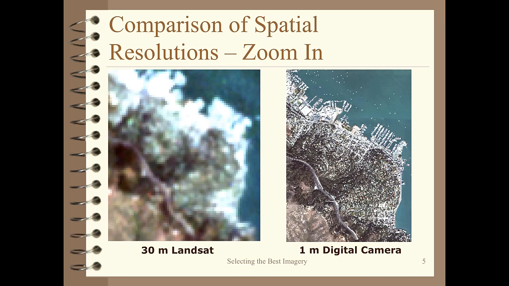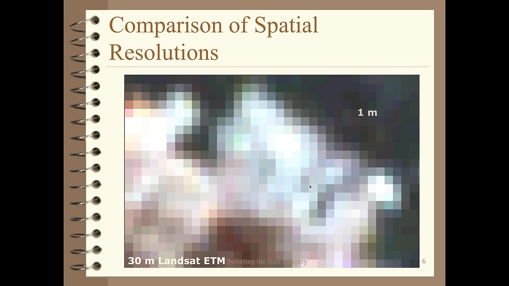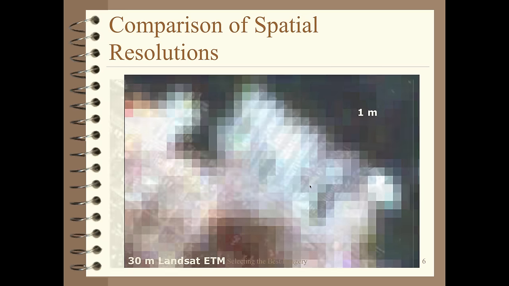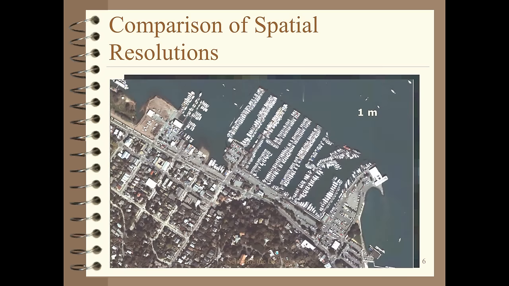But, more examples. Here we go, 30 meters, really zoomed in. So you can see those individual pixels, right? You can see those squares, those cookie cutters. And then here's the 1 meter data. And so, obviously if you wanted to count the number of boats in the marina, 1 meter data would be necessary. You couldn't do that at all with the 30 meter data. Okay, so spatial resolution.